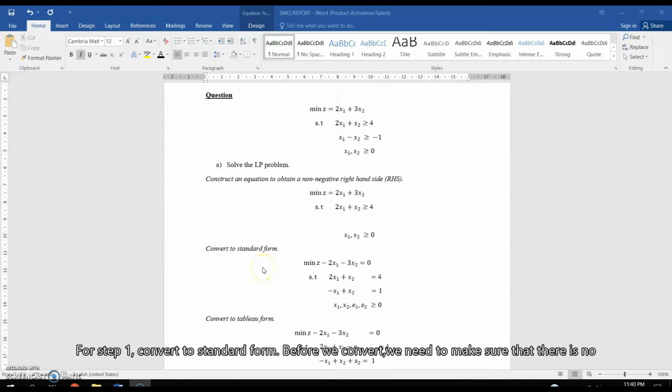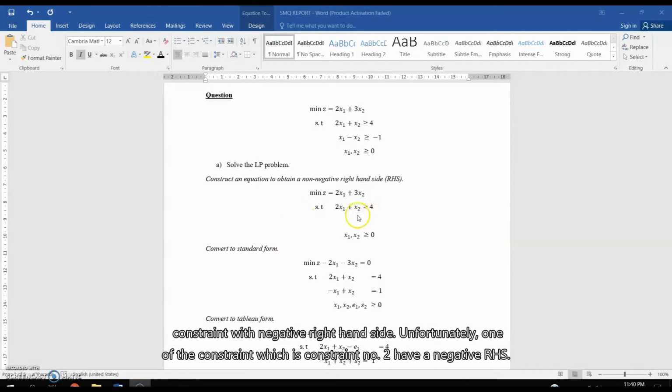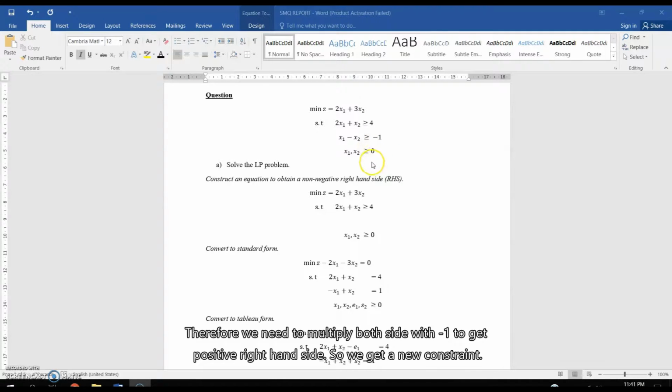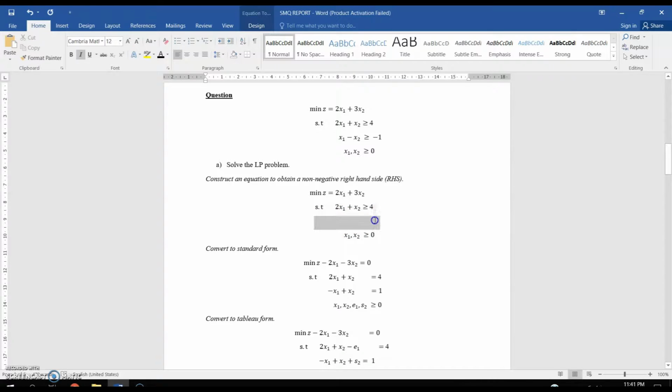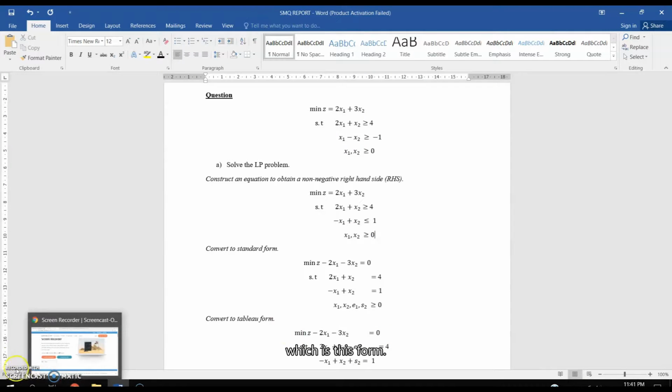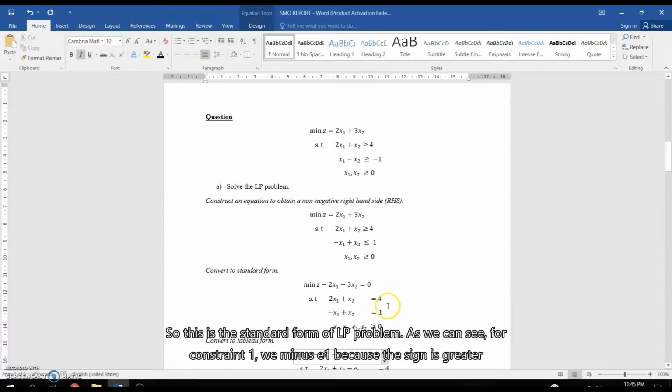For step 1, we need to convert the LP to a standard form. Before we convert, we need to make sure that there is no constraint with negative right hand side. Unfortunately, one of the constraints, which is constraint number 2, has a negative right hand side. Therefore, we need to multiply both sides by negative 1 to get a positive right hand side. So, we get a new constraint, which is this form. So, this is the standard form of the LP problem.